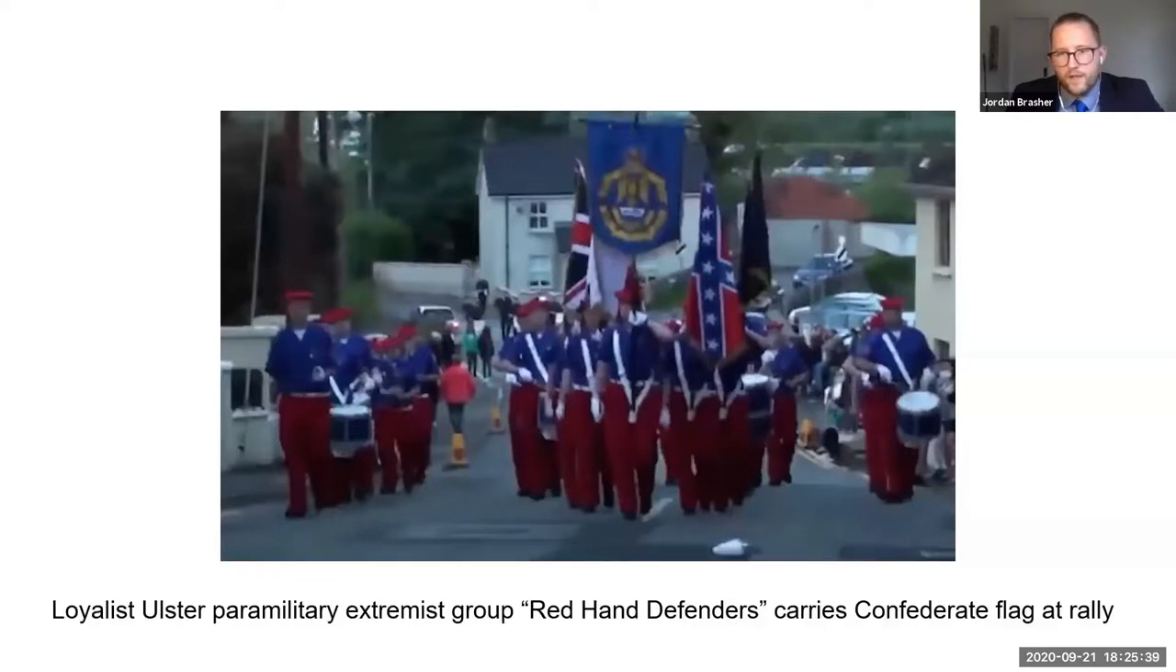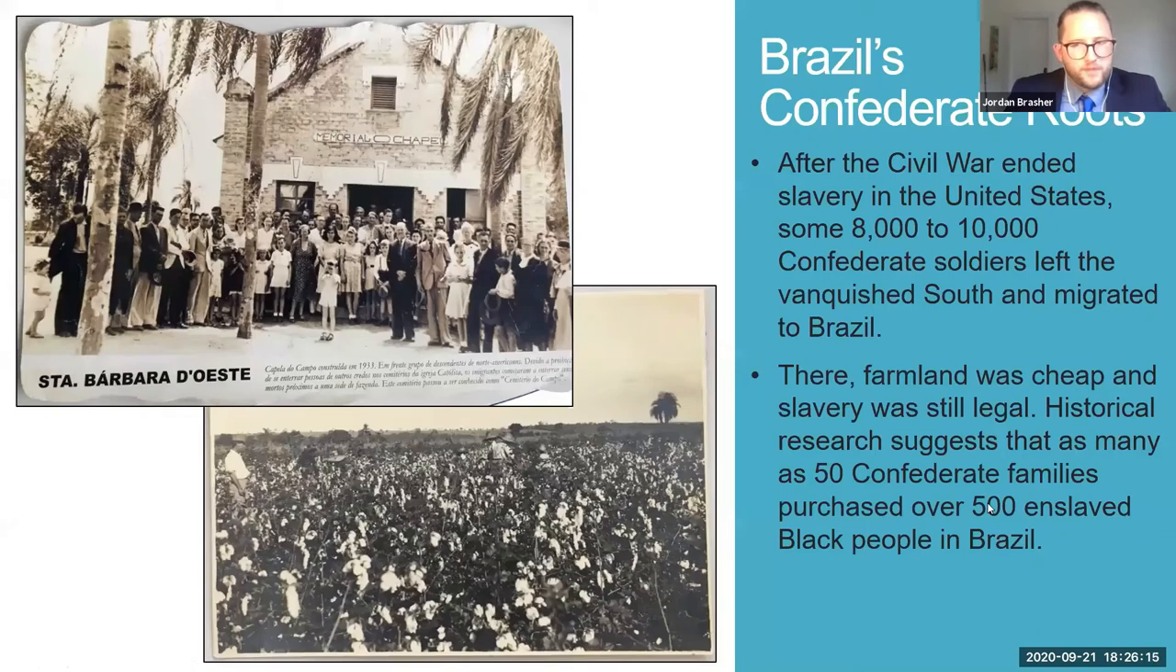So here's a photograph of the era when the Red Hand Defenders were most active carrying the flag. You can see it on the right hand side of the image, and you can see them decked out in their paramilitary uniforms, and the Confederate flag accompanying them. So that's a little bit about Ireland and Northern Ireland.